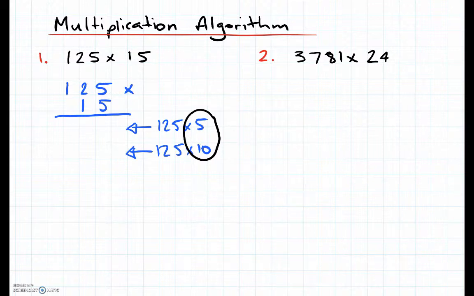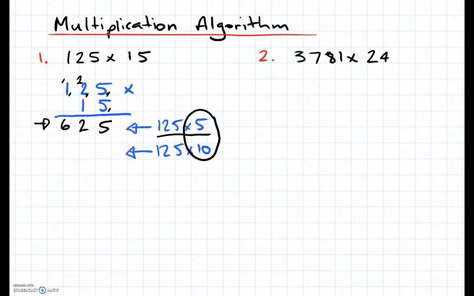I start by multiplying this 5 by this 5 to get 25. 2 goes above the 2. 5 times 2 is 10, plus 2 is 12, carry the 1, and 5 times 1 is 5, plus 1 is 6. So 625 is what 125 times 5 is.